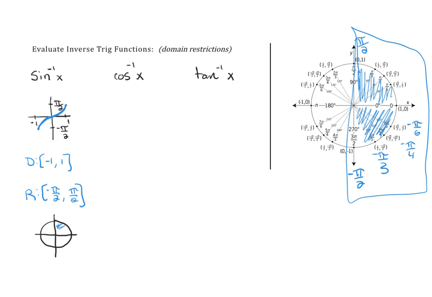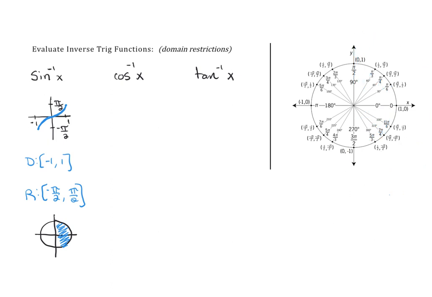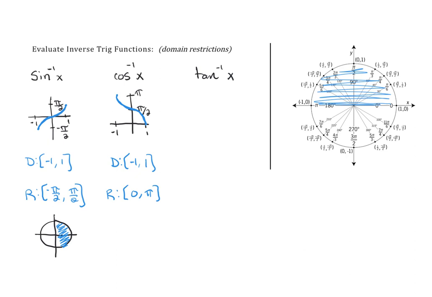So over here, I'm just going to sketch this and erase this so we can talk about cosine. Okay, so inverse cosine, similar, but just slightly different. The domain is still from negative 1 to 1, and then the range is from 0 to pi. So 0 to pi, when we're dealing with inverse cosine, we'll be using quadrants 1 and 2.